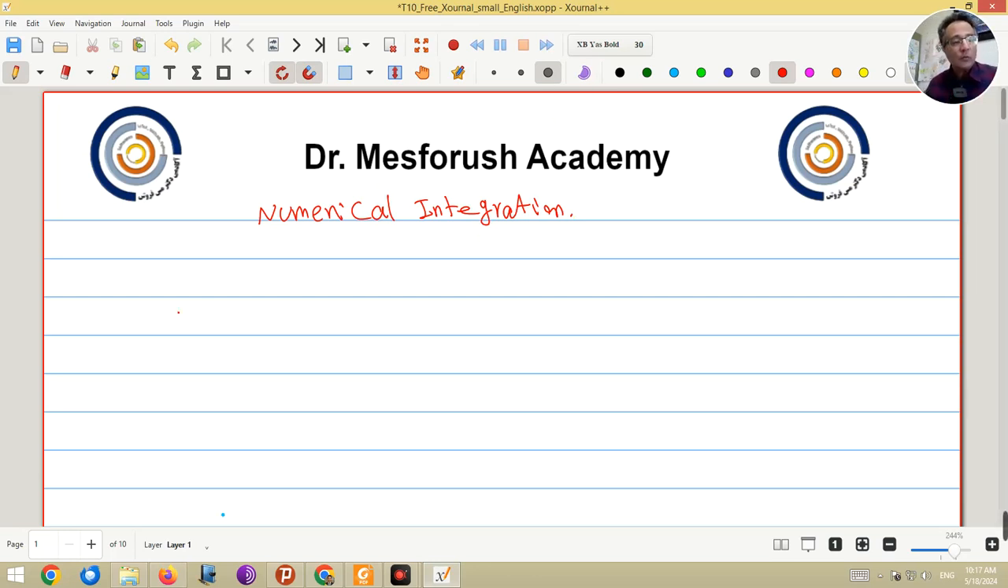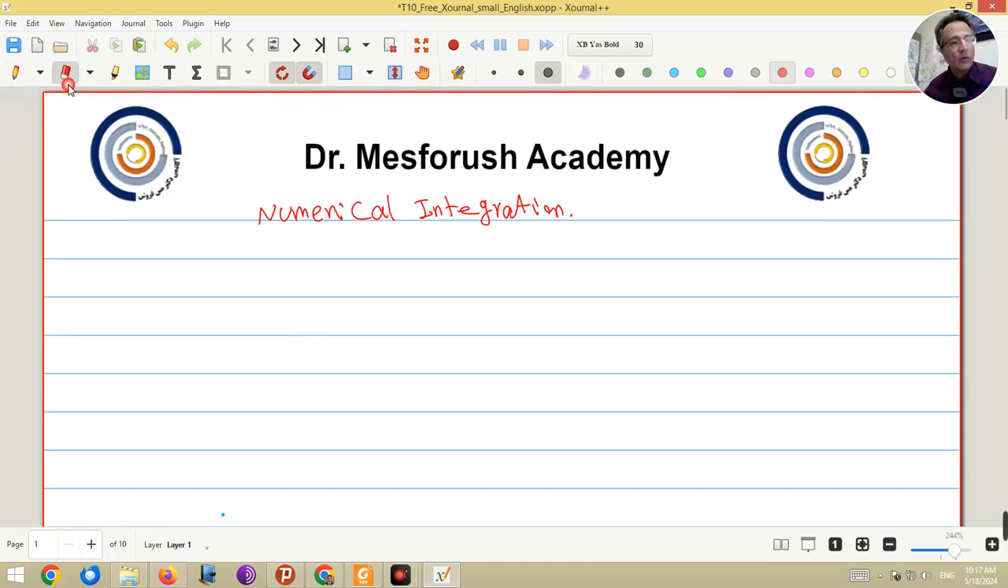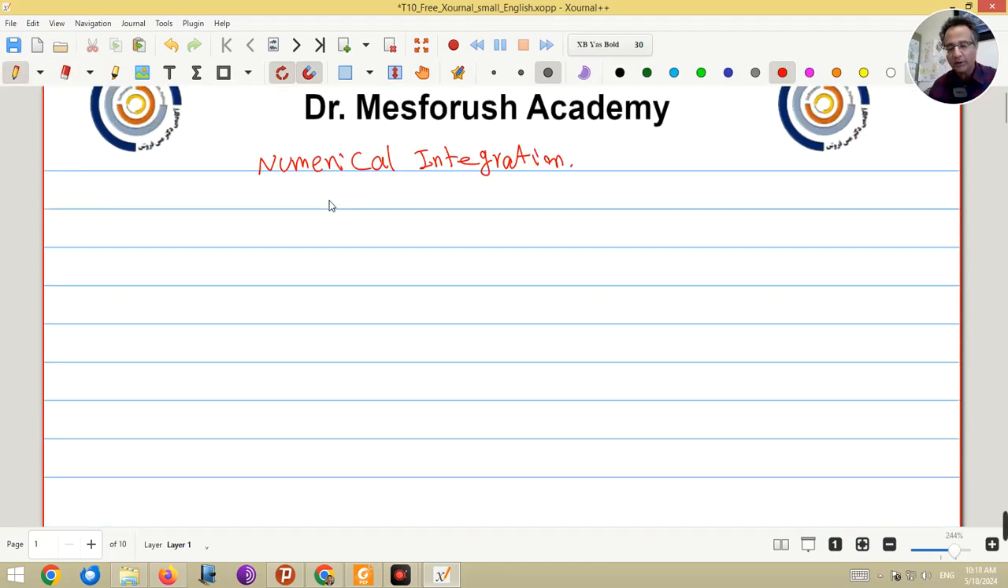I told some formula when we had in fact 1 point or 2 points at the nodal point in the numerical integration. In case 3, let we have x0 and f of x0, x1 and f of x1, x2 and f of x2 as nodal points.